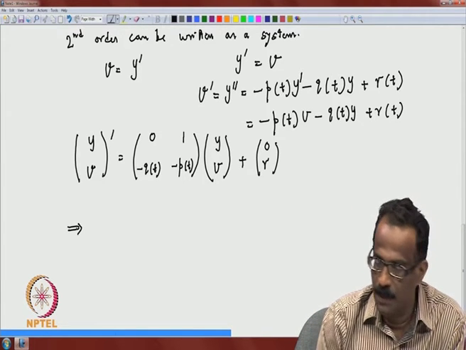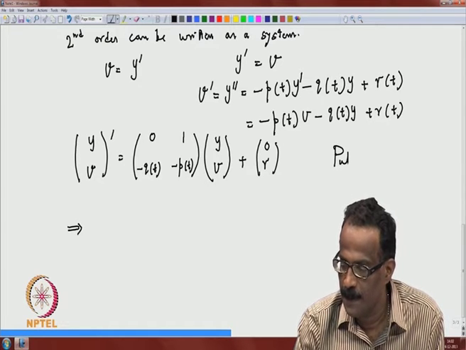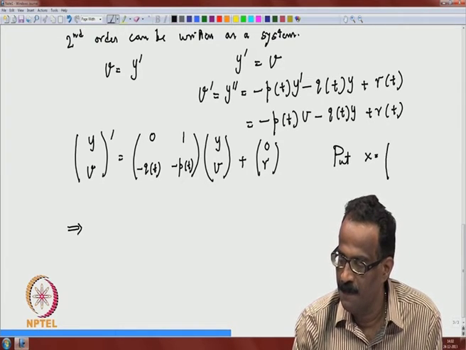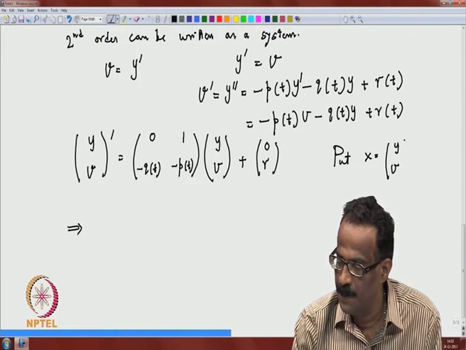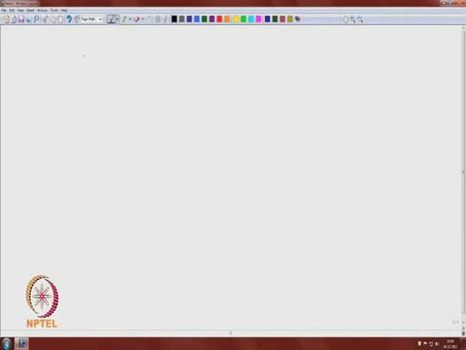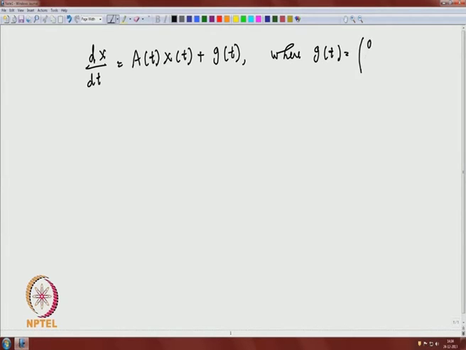Later you will see, if you put x as the vector (y, v), we will get a system of the form dx(t)/dt is equal to A(t)x(t) plus some g(t), where g(t) is equal to (0, r(t)). So, you can write it as a system of equations. This can be done here.